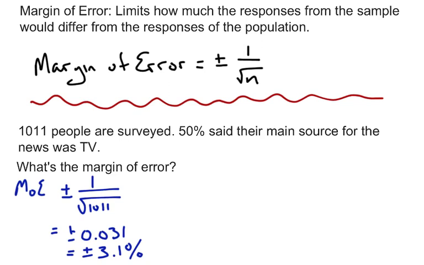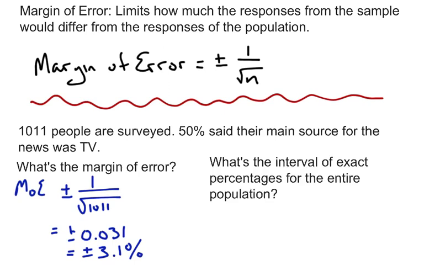What that means is, because we only surveyed 1,000 people, our percentage of 50% saying that their main source comes from TV news could be off by as much as 3.1%. So, what's the interval of exact percentages for the entire population? Well, to do that, all we do is take that 50% and add or subtract 3.1%. If we subtract 3.1%, we get 46.9. And if we add 3.1%, we'll get 53.1%. So the exact interval is 46.9 to 53.1%.